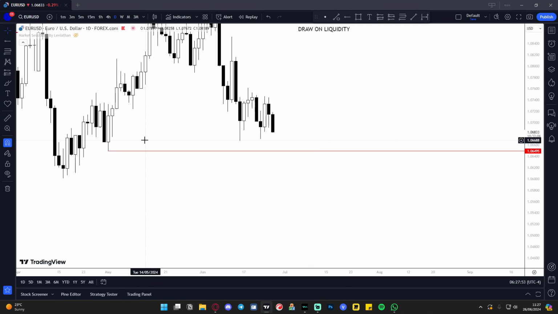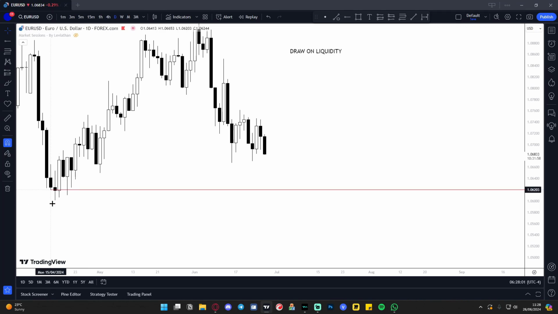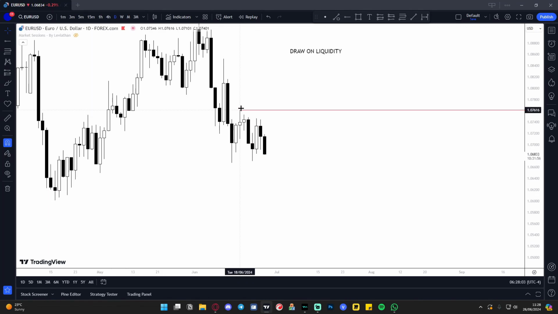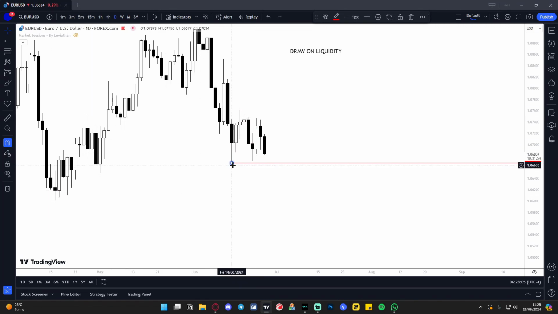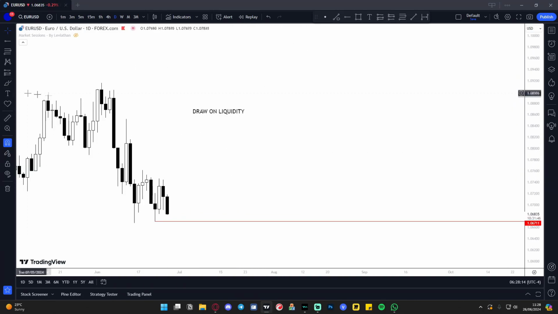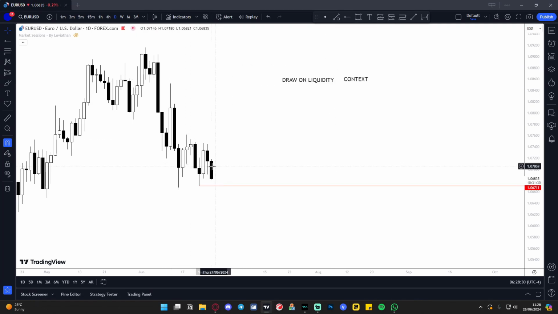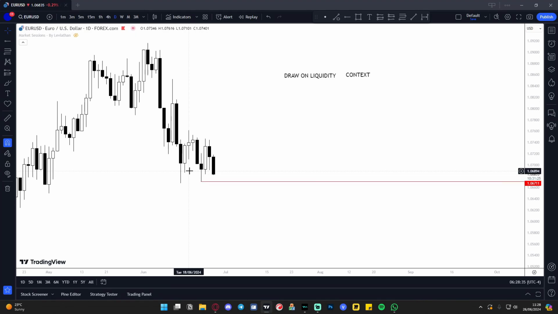Now, the question is, which one should we aim for? Because everybody can just locate lows and locate highs and say this is what you're supposed to aim for. But how do you actually choose? How do you pick and choose what draw on liquidity to go for? And this is where context comes in. You need context. And what this means is, in the context of what price has done previously, what can you logically anticipate for price to do next?